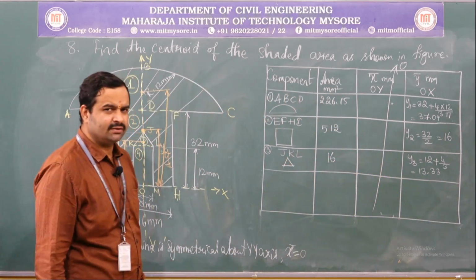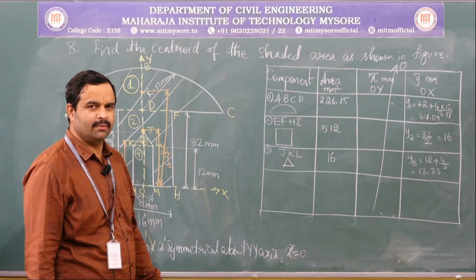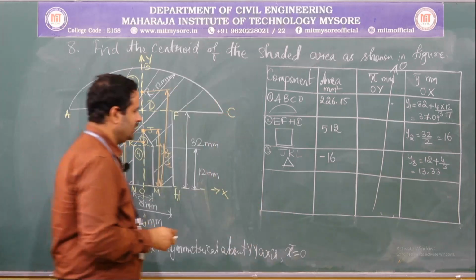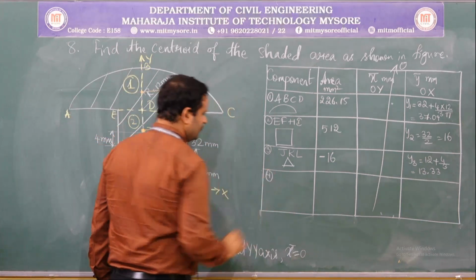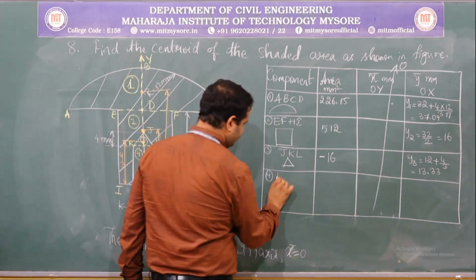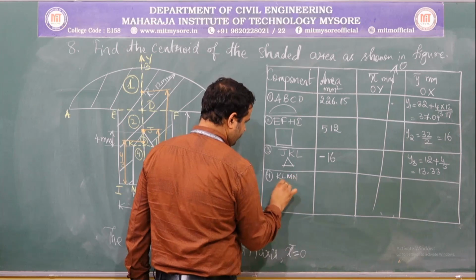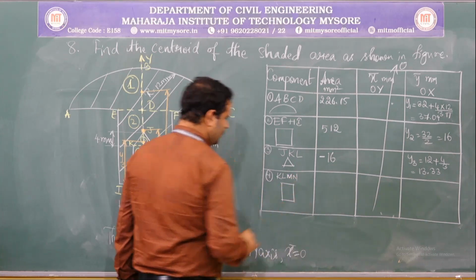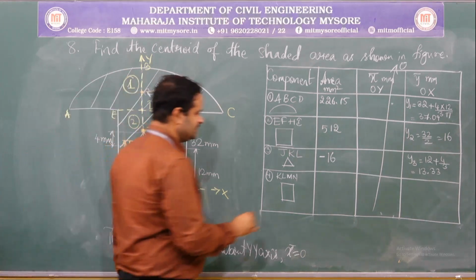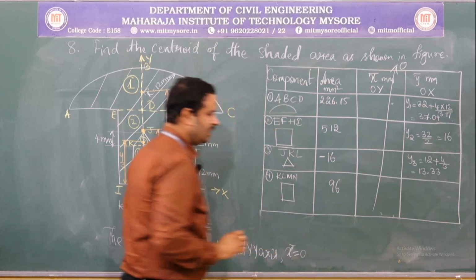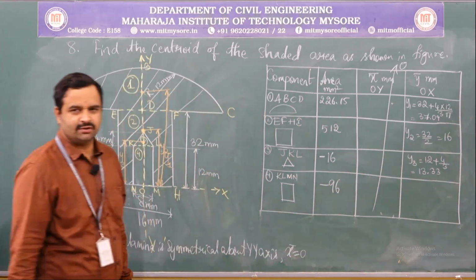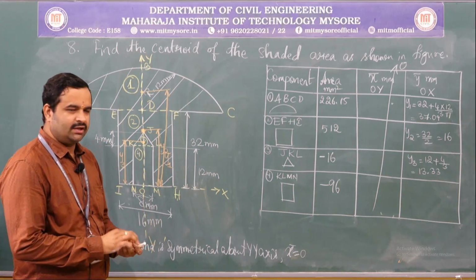So, are we missing anything or can I proceed to the next step? I have missed writing minus sign here, and the last component is 4, that is the rectangle KLMN. So, the area of this rectangle is 8 mm by 12 mm, that is 96 mm square, and since it is also an opening, we shall write the minus sign here, and there is no x component. Try to locate the y component.